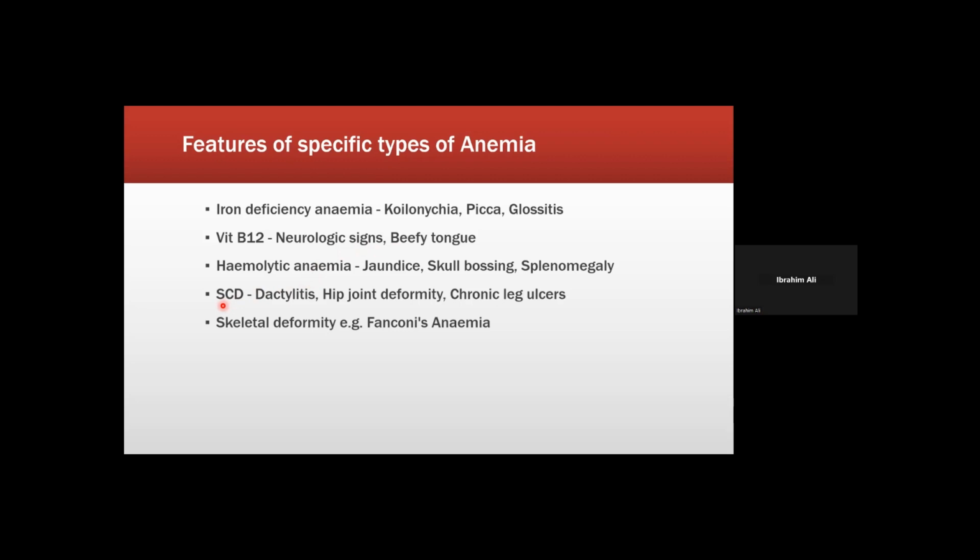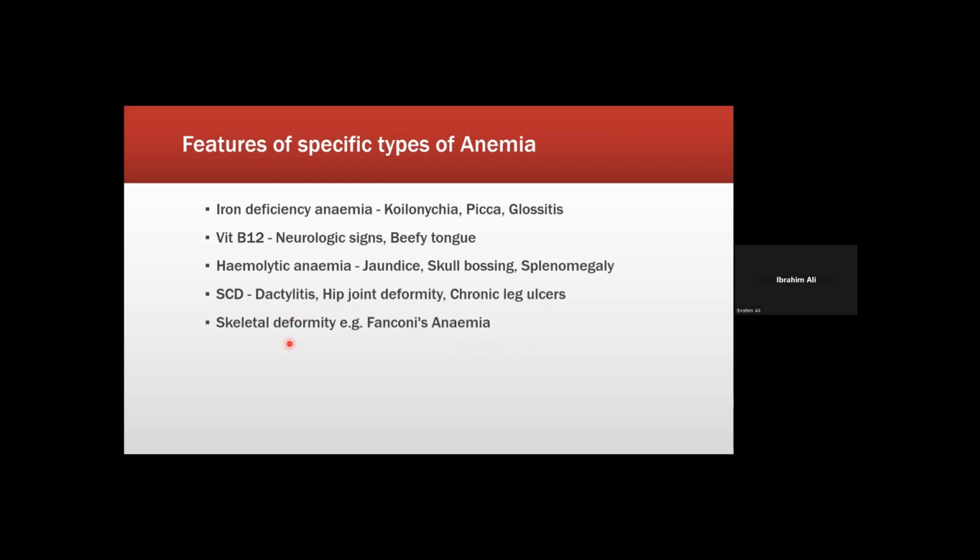For sickle cell disease or anemia, you can have dactylitis, that is, your fingers or hand will be inflamed. You can have hip joint deformities, chronic leg ulcers, and also what we call acute chest syndrome. Most sickle cell patients have what we call acute chest syndrome. That is whereby the patient experiences a vaso-occlusive crisis, especially when they get a small infection. You will see the patient have severe chest pain. That is an emergency, it needs to be worked on faster.